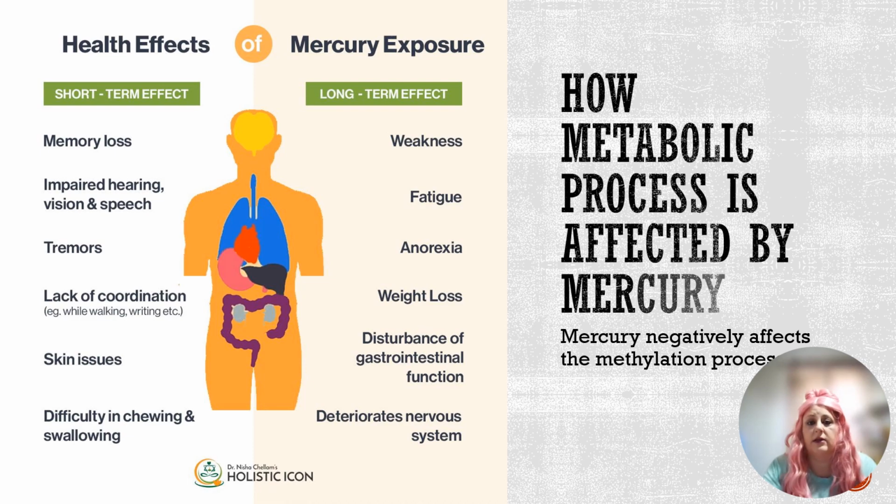Mercury negatively affects the methylation process. Methylation is when a methyl group is added to a compound. This process is important for many biological functions, including regulating gene expression. Mercury can interact with the methylation process and cause damage to these cells. This can lead to a variety of health problems, including cancer.